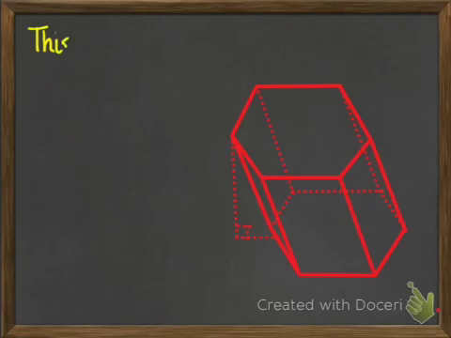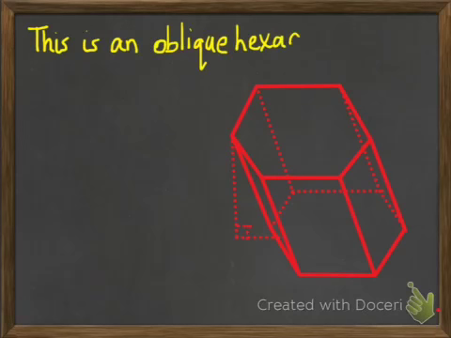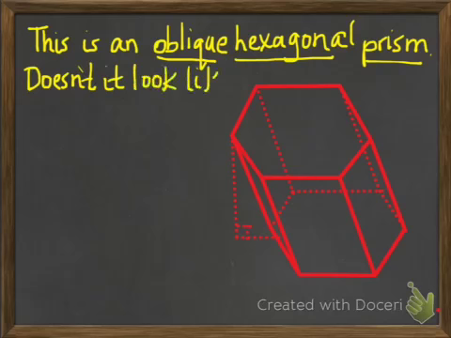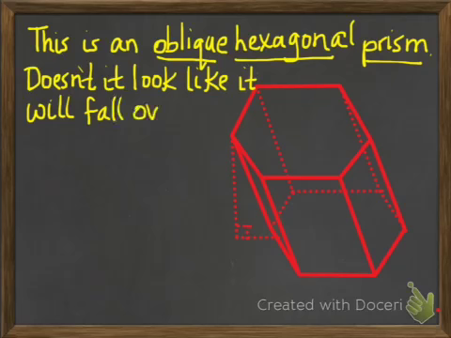This is called an oblique hexagonal prism. I'll just let this video catch up a little bit. It does actually look like it's going to fall over. Yes, it does look like it's going to fall over.